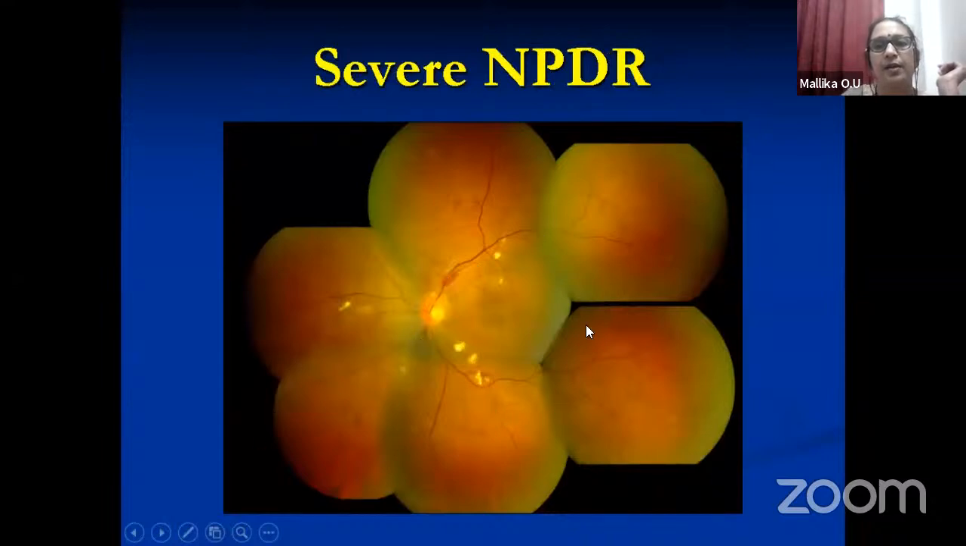So again, you can see the patient has these soft exudates, and I cannot see clearly. This is intraretinal; you can see small blood vessels which are intraretinal microvascular abnormality. Here also you can see small blood vessels.